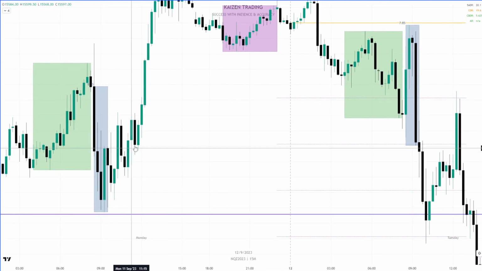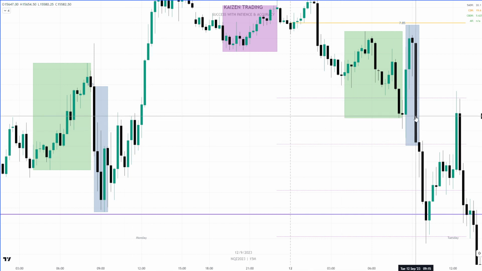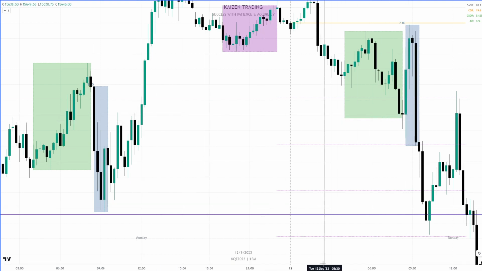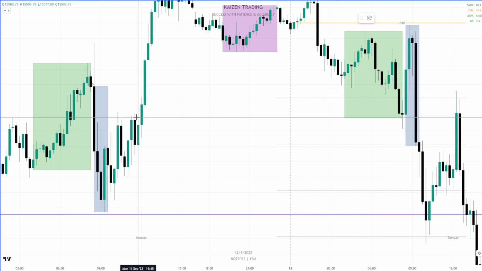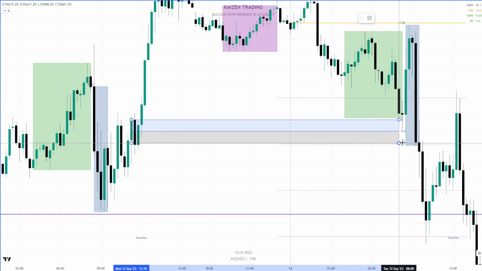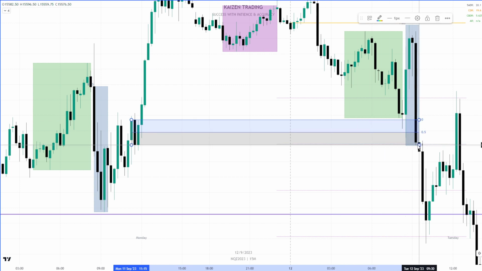Looking back over here, we have a balanced price range. You can see price going in on top of itself. I'm going to take the last down close candle that's in this balanced price range where we have price coming down and almost closing at the same level. And we're just going to use a Gann box that's in your tools on TradingView. We're going to extend it over here.